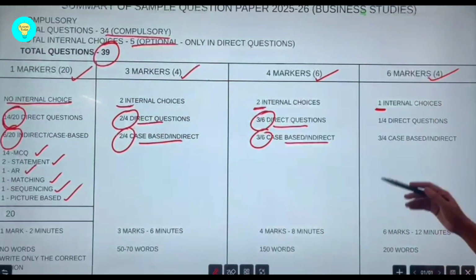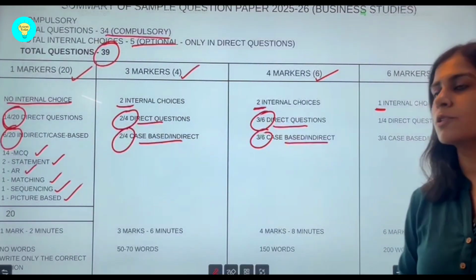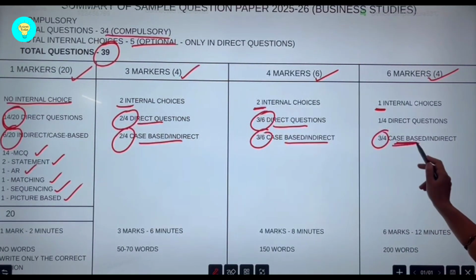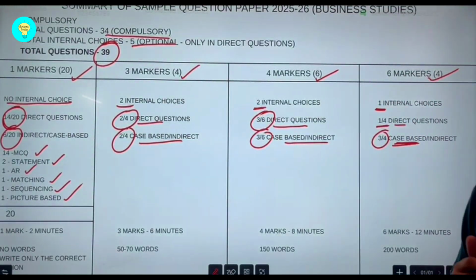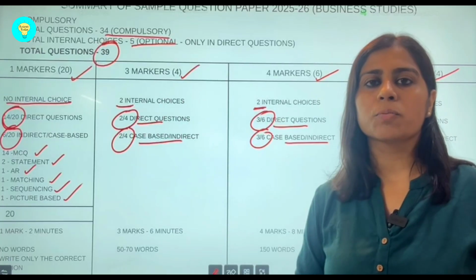Then the last one is 6 marker. This is really important, students, because you have got just 1 internal choice, and apart from that you have 3 case based questions from this segment and just 1 question which has been asked in a direct form. So you have to be very, very clear, and always remember just the marks and double the time. The time has to be double the marks.